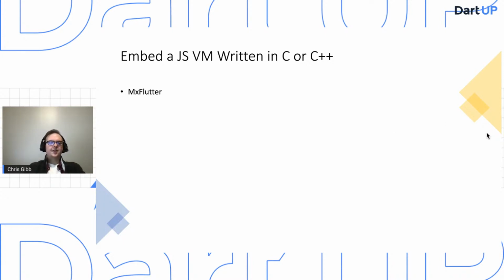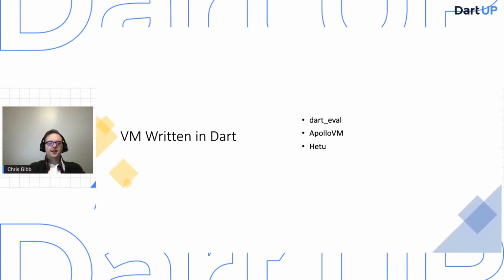So my last category here is VMs written in Dart. With VMs being written in C++ or some other language, the only way to communicate with our Dart code is through FFI or platform channels. I guess you could also do shared memory, but if you hate yourself, you could do shared memory, but that doesn't sound very fun. So, FFI or platform channels are pretty much the only way.